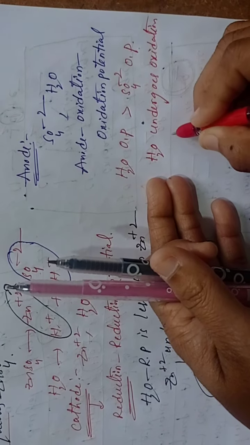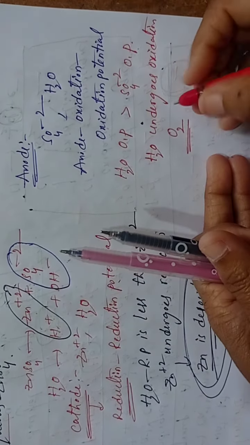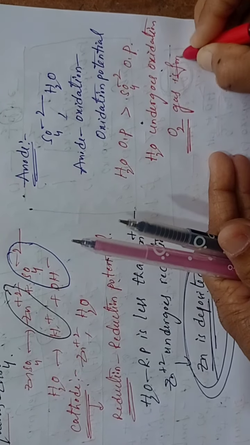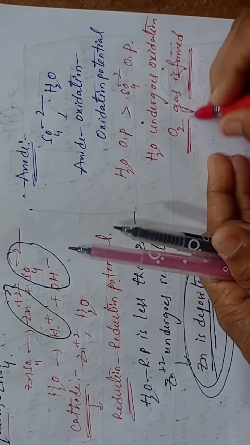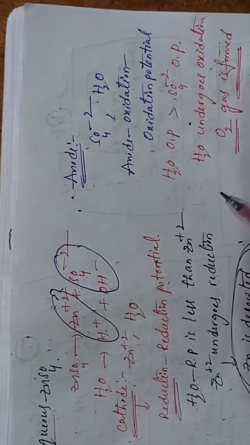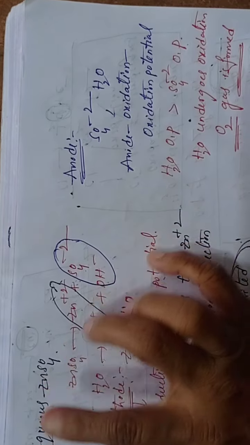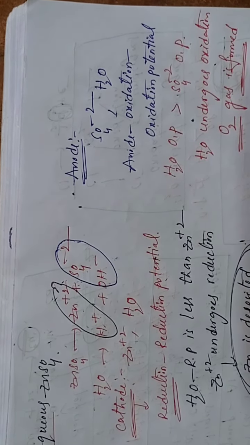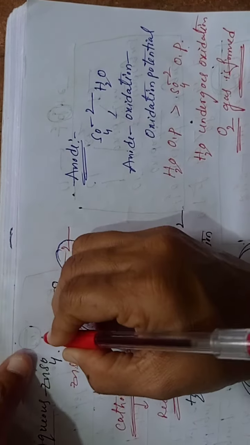So which gas is liberated here at the anode, students? O2 gas is formed. Are you following? It is liberated at the anode. So like this you have to see. In aqueous zinc sulfate solution, if you take it, at the cathode which one is deposited? Zinc is deposited.